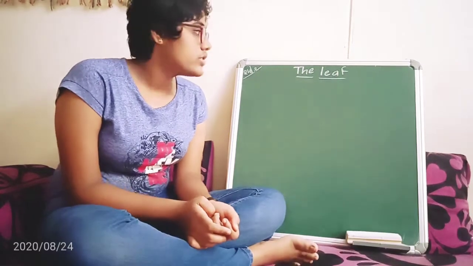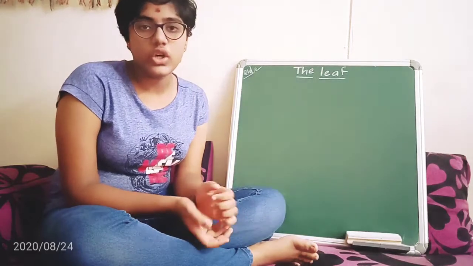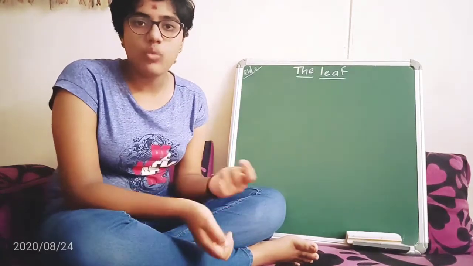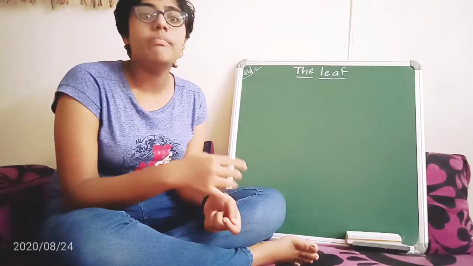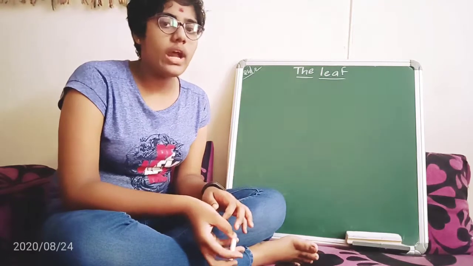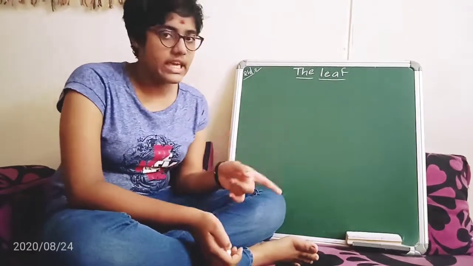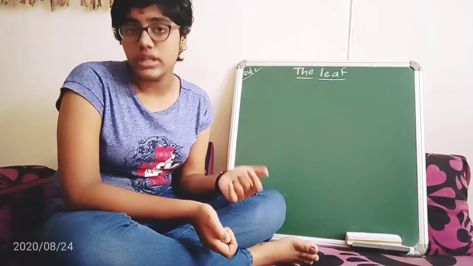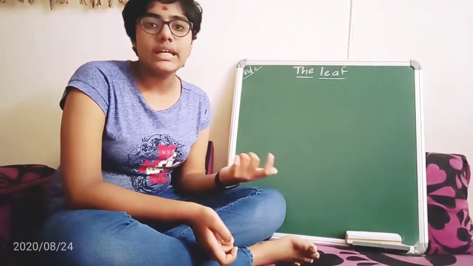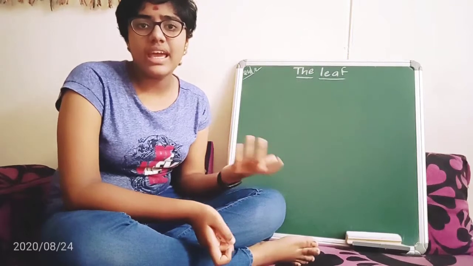So in the previous video I explained what science is, the parts of science, and what biology is. Now we are going to start the lesson, that is the leaf. Before going directly to the leaf, first let us know what a plant is. You will understand why we start again from the plant.